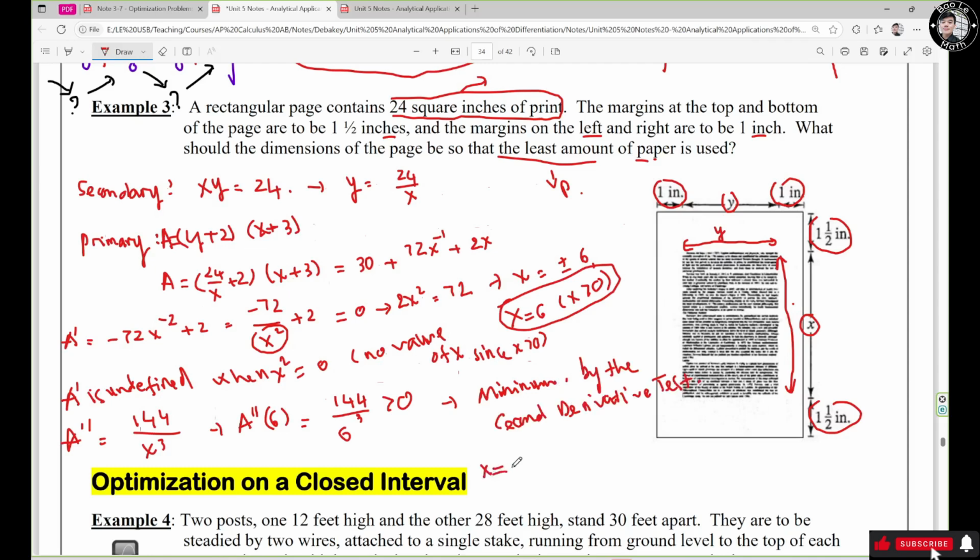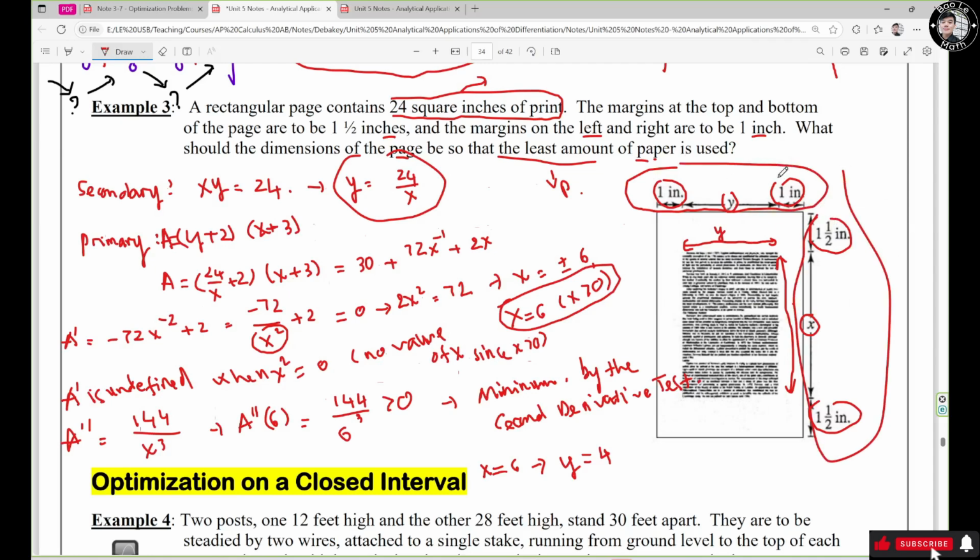You have s equals 6, you need to solve for y, right? So I have the formula right here. So y equals 4, right? Now you need to answer the question, what should the dimension of the base be so that the least amount of paper is used? Which means they're going to ask you to find the whole thing right here, right? It's not just s and y, it's right here. So you need to add 2 to y and 3 to s, right? So finally, 6 plus 3 is going to be 9, right? 4 plus 2 is going to be 6, right? So the dimension should be 9 by 6, right? This one is the final answer.